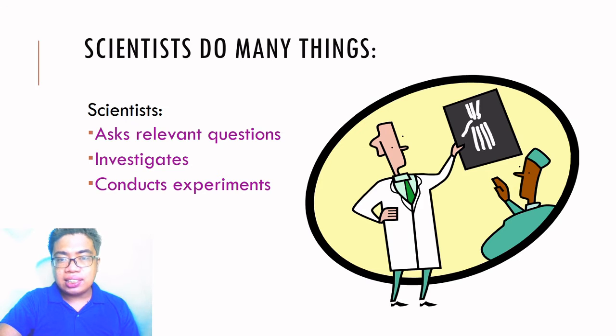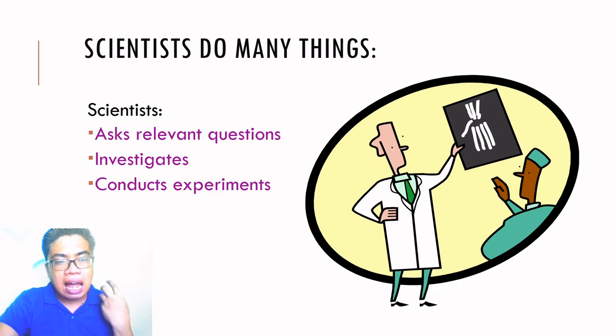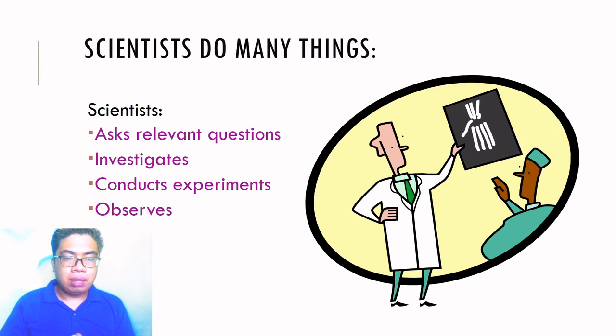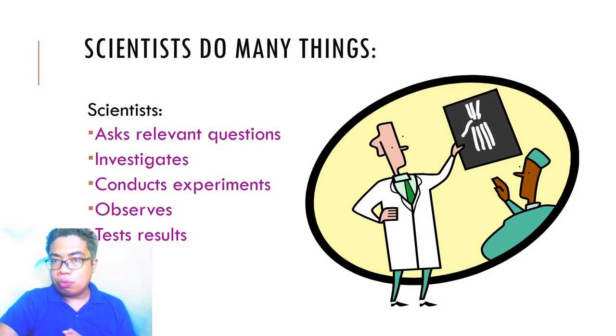A scientist investigates. After asking the question, the next thing that you will do is to investigate whether or not that is the answer to that question, or whether or not the question has value. Then, if you can propose a possible solution, a tentative answer, or a hypothesis, the third thing that a scientist will do is conduct an experiment. And in conducting an experiment, he will use the process of observation and other scientific processes, which may include testing results.